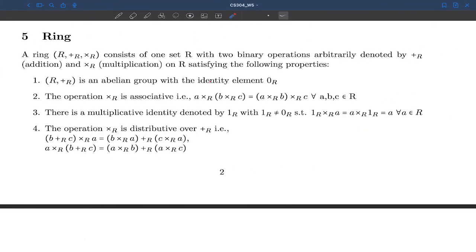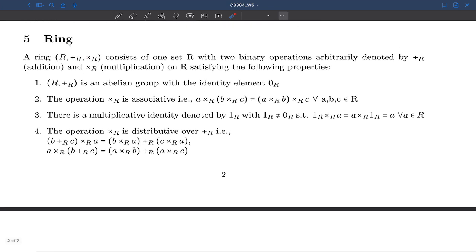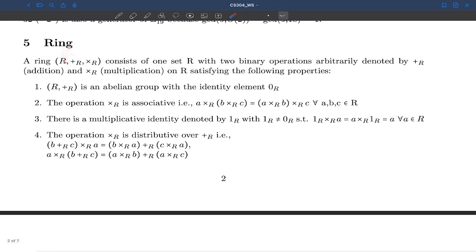So hi everyone. In this video we will learn about rings. We have learned about groups. Now let's go one step further, and now we have a ring. In a ring, same as a group, we have one set. Here I am denoting the set with R.